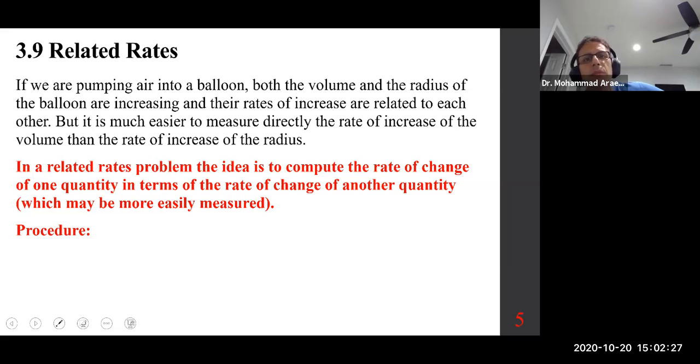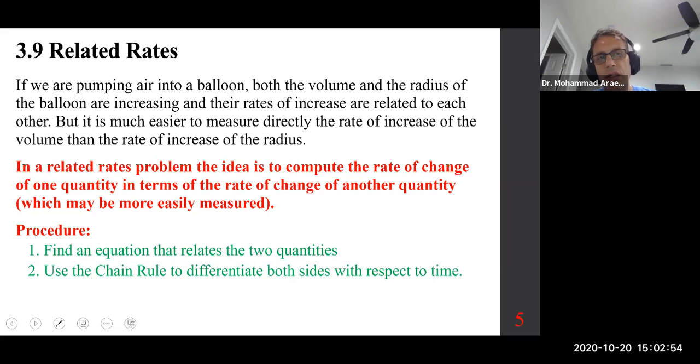If you're pumping air into a balloon, the volume and the radius of the balloon are increasing. But the measurement for one may be easier than the other. So in a related rate, what do we do? We find quantities, and we relate them using some sort of equation, normally from geometry or maybe trigonometry. After finding the equation relating the two quantities, we differentiate, normally using the chain rule. So we're going to use the same example, but now with numbers. dy/dt equals dy/du times du/dt. So what do we mean by this?